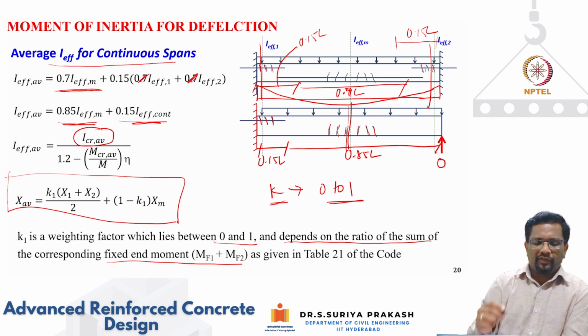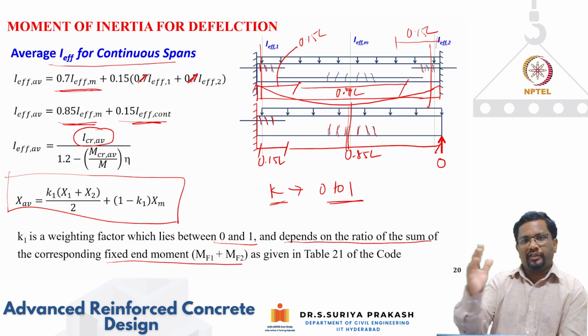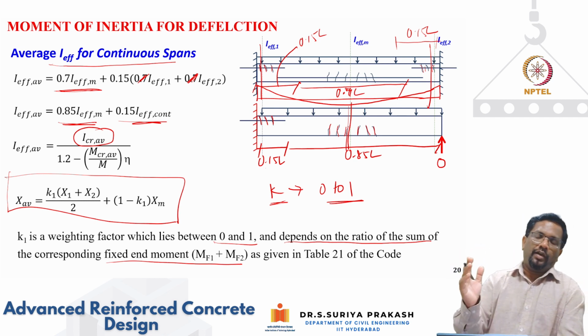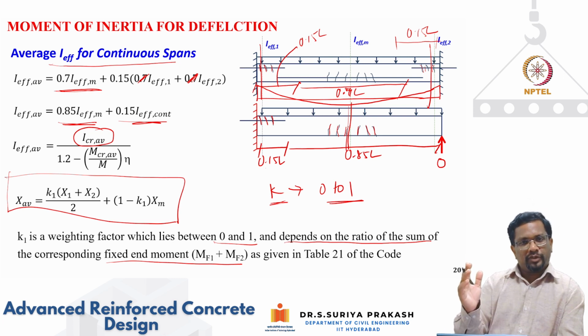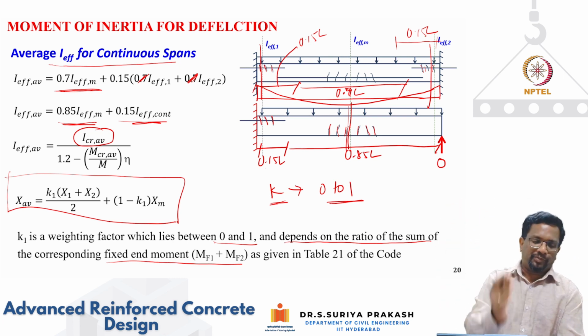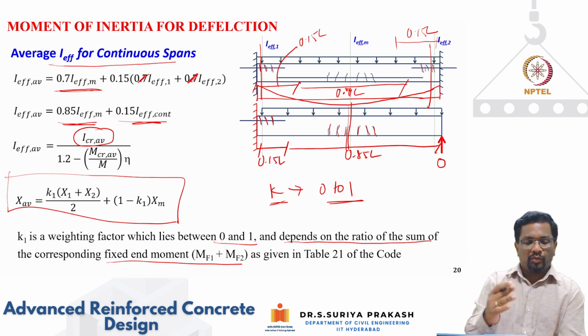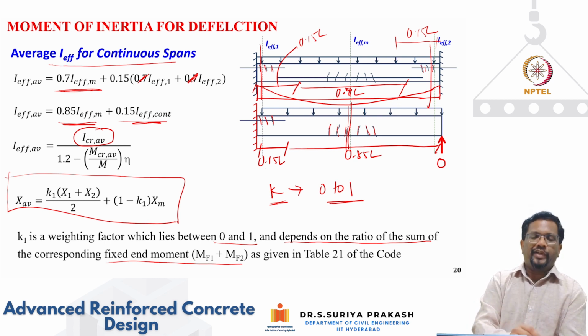Okay, so once I find that K, using that K, I can calculate your I cracked average, because again I cracked average also can change. The cracked moment of inertia is going to change because your reinforcements are going to be different at left support, right support, and midspan, right? Similarly, moment also is going to be different, what is the moment that you are going to use. You have to take an average moment. So what kind of average moment will you take, based on this weighted average function.